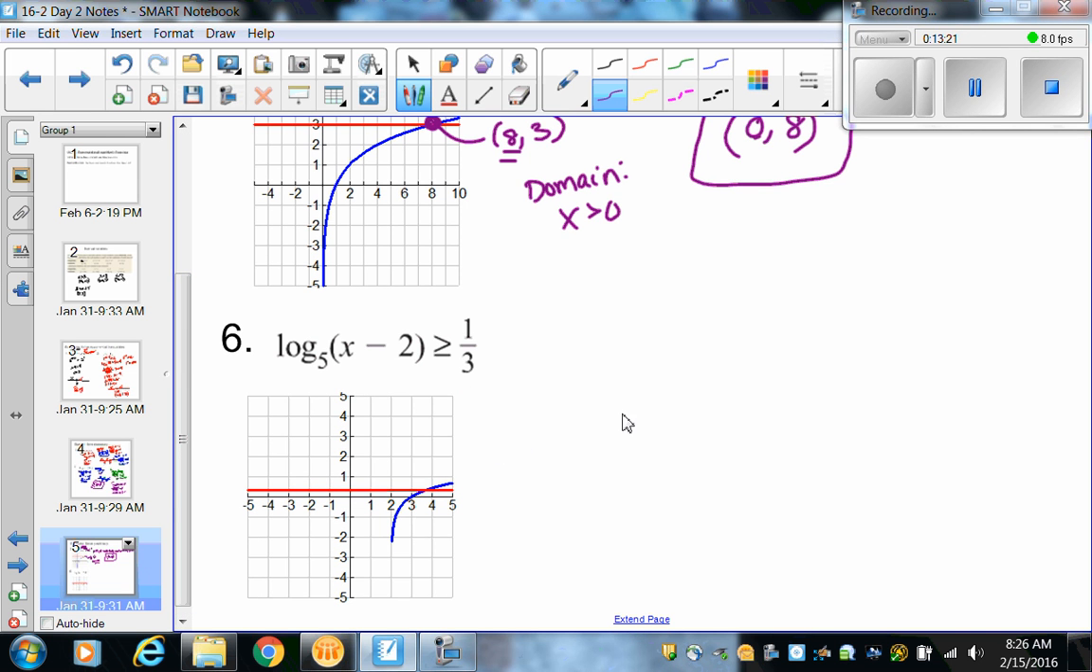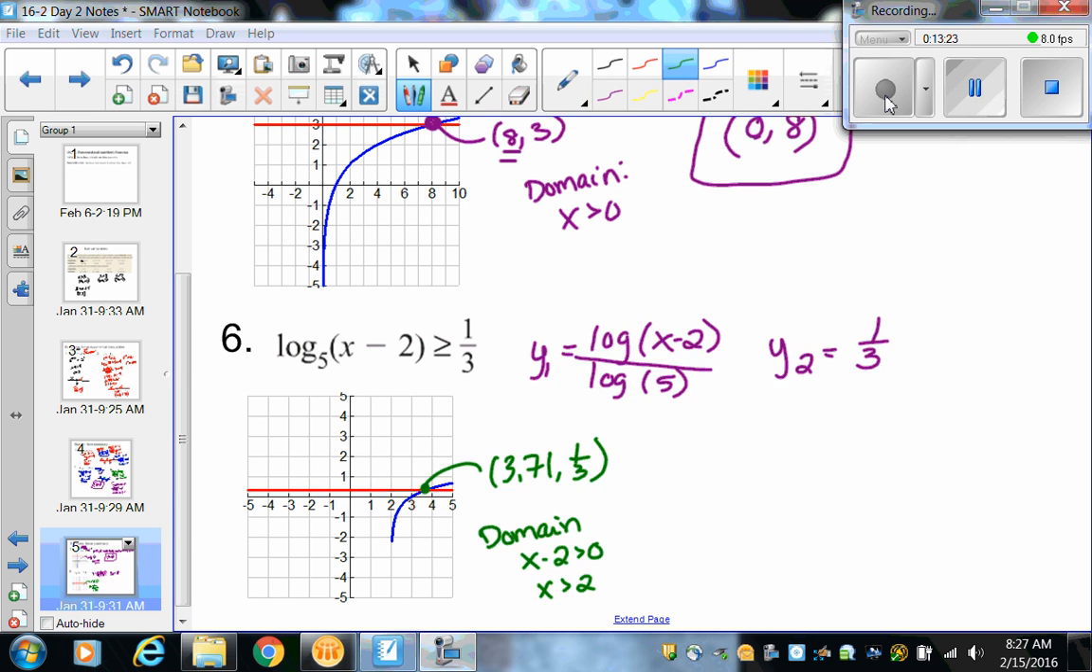Pause the video and give example 6 a try for yourself. Okay, so in y1 you should have typed this function, log of x minus 2 divided by the log of 5, and in y2 you should have 1/3. When you calculate the intersection, you should get 3.71 comma 1/3, and I went ahead and found the domain restriction just in case I need it.